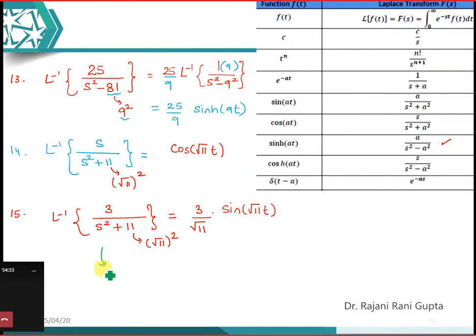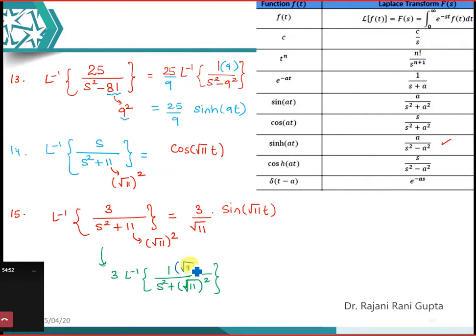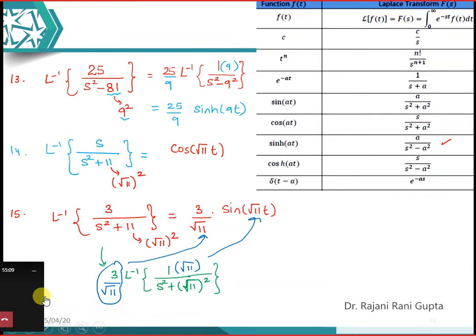See how we worked with it. 3 Laplace inverse of 1 over s square plus square root of 11 power 2. Now when it is root 11 power 2, we need root 11 in the numerator. So we multiply by root 11 and we divide by root 11. So this gives you sine of root 11t, and this term as it is. I hope it's clear. If clear, tell me, then I will move to the next example.